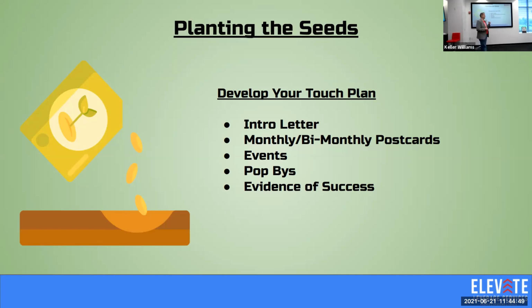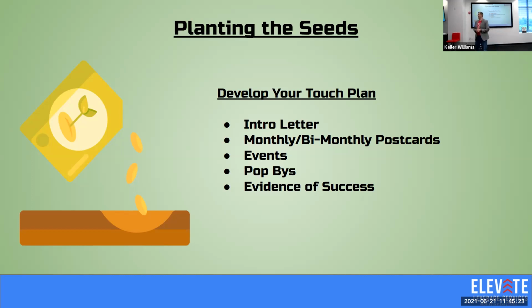And then the next thing you can do for your touch plan is going to be those events. So we'll go over some more ideas around that, but those are going to be something you have specifically for that neighborhood to get either everybody together or multiple people together. Pop-bys we talked about, those are the cheesy little things. And then your evidence of success is going to be your sold postcard. So again, you're not beating them over the head with real estate. You've got your messaging mixed up, and then you also do need to show the evidence of success in there too.